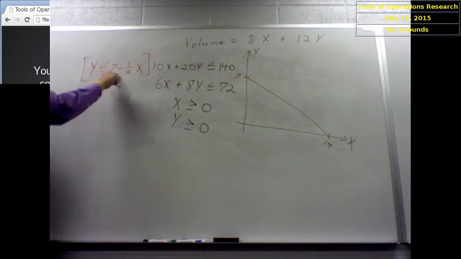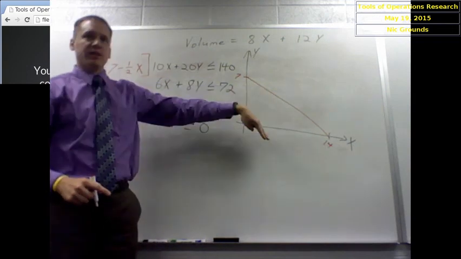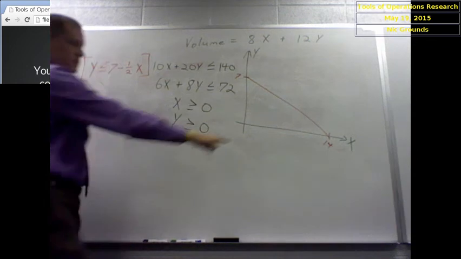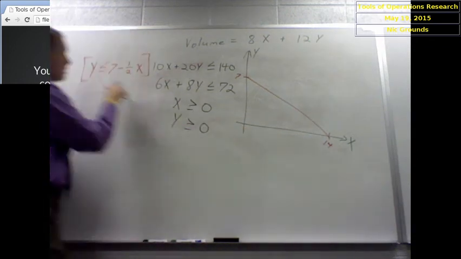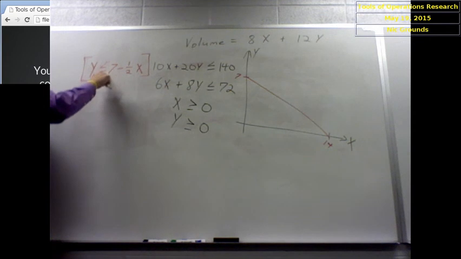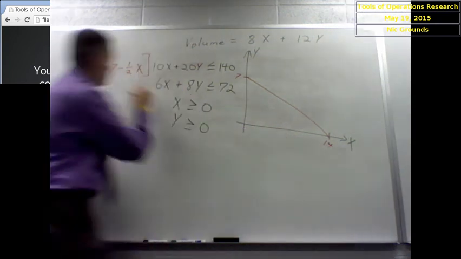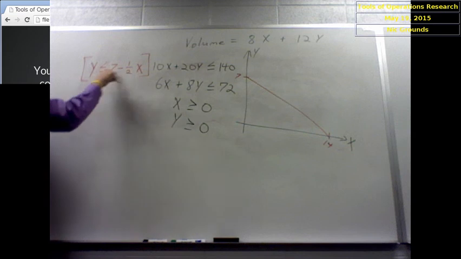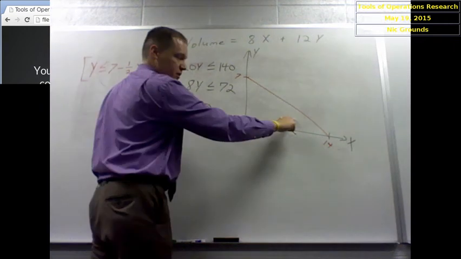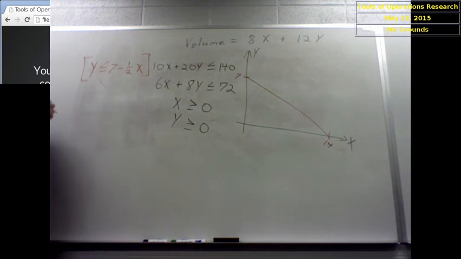So y less than or equal to 7 minus half x would look like this red line here, and obviously less than, we're going to have to be below it. Okay? So when x is 0, when we have 0 x cabinets, then we have to have less than or equal to 7 y cabinets. If we had, let's say, 8 x cabinets, we would have to have 7 minus half of 8, or 7 minus 4, and y would have to be less than or equal to 3. If we had 14 x cabinets, we'd have to have 0 or fewer y cabinets. Okay? So that's our constraint.